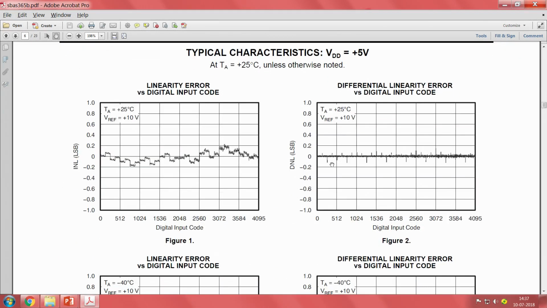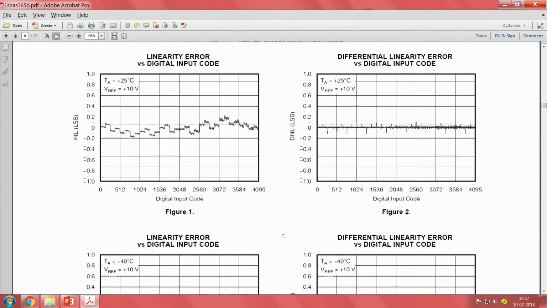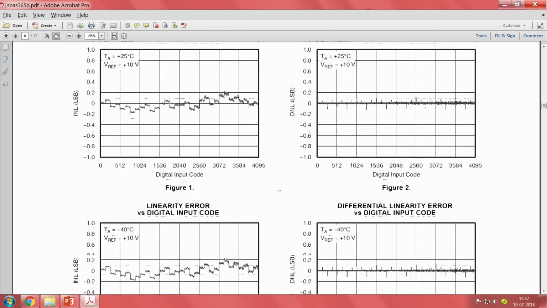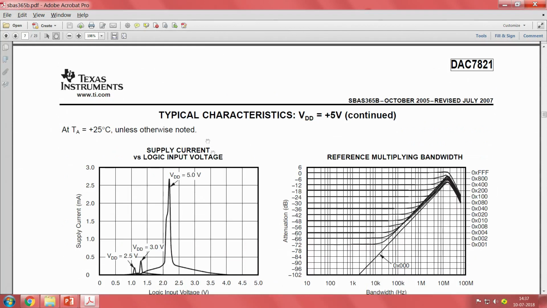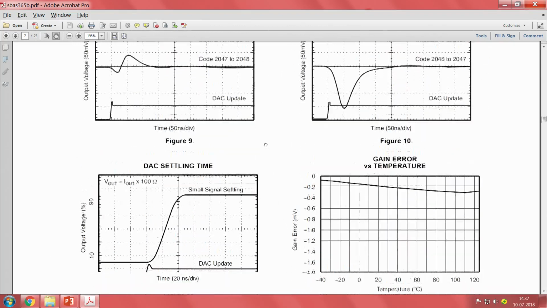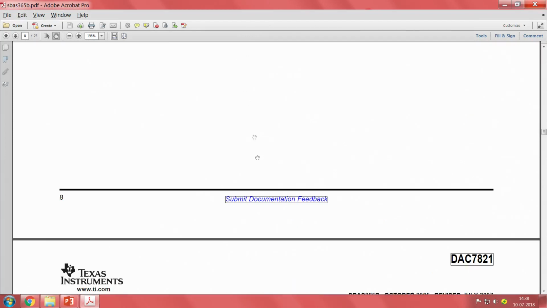Another thing that they will show in the data sheet is typical characteristics, okay. Typical characteristics, you can just glance over them. Only when you are having some issues you can come back and see it. Like, you try to see the output of the IC and you want to know whether this is actually correct or is it expected. Usually the data sheet will have typical characteristics which they got while they were characterizing the IC. So, you can just go through it. That is also okay, fine, this is not that very important. Then reference multiplying bandwidth, supply current versus logic input, mid scale DAC glitch, these things we can avoid. Typical characteristics, okay, then that is done.